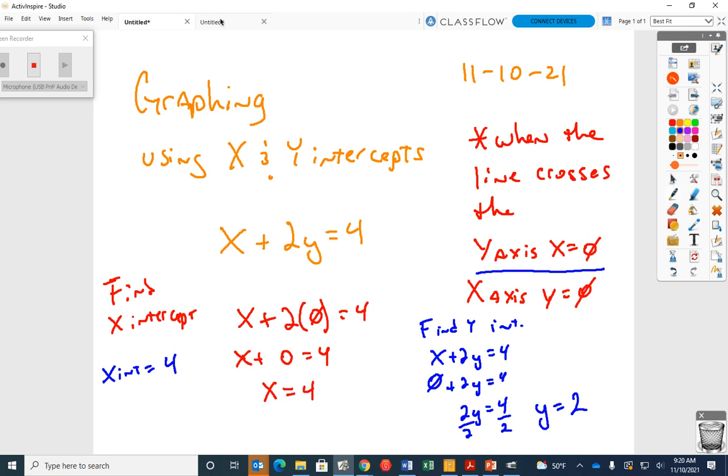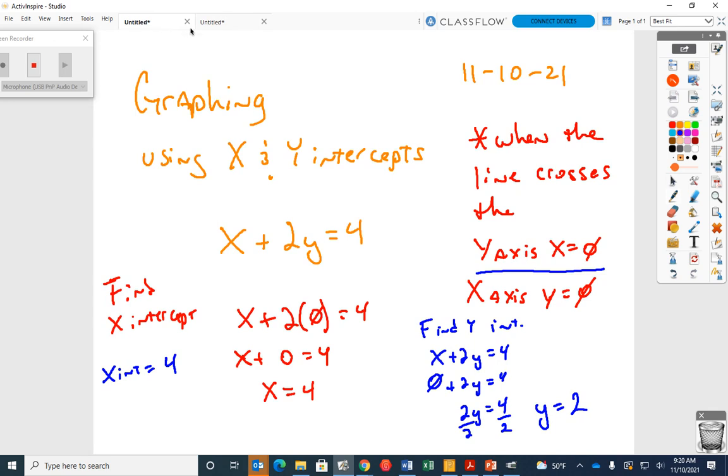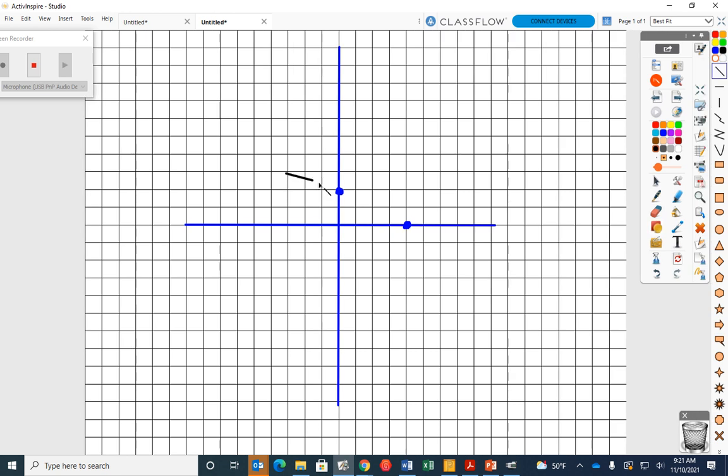So I'm going to go to my graph. What was my x-intercept? 4, and my y-intercept is 2. So I go to 1, 2, 3, 4 and put my first point. My y-intercept is 2. And then I draw my line through those. All I did was graph using the x and y-intercepts. Very confusing at first, but that's not that hard, is it? Let's look at another one.